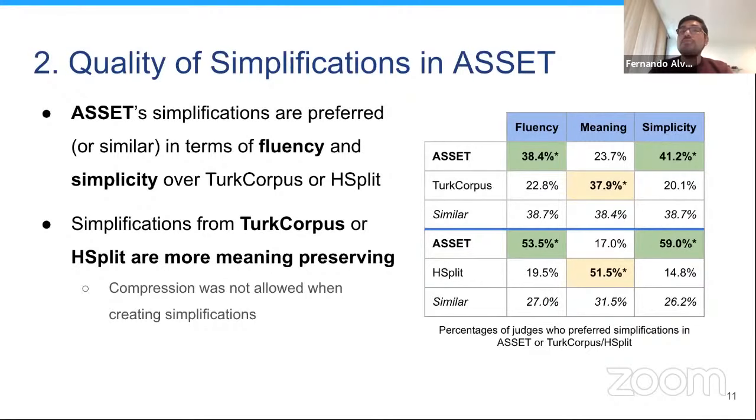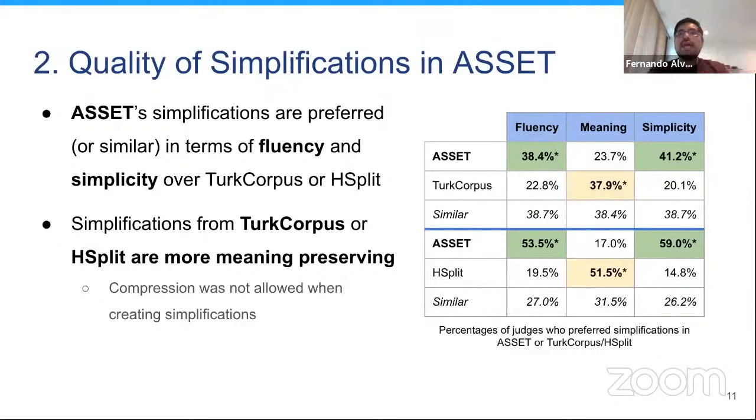Now, when it comes to meaning preservation, as we can see, TurkCorpus and HSplit were preferred over ASSET in the majority of cases. What was that? Well, the existence of compression. Since we allowed compression to happen to delete some information, of course, some meaning is lost there. So, of course, TurkCorpus and HSplit, where no compression or very minimal compression was performed, are going to win in that criterion. However, there are also percentages of similar quality, which are also good indicators.